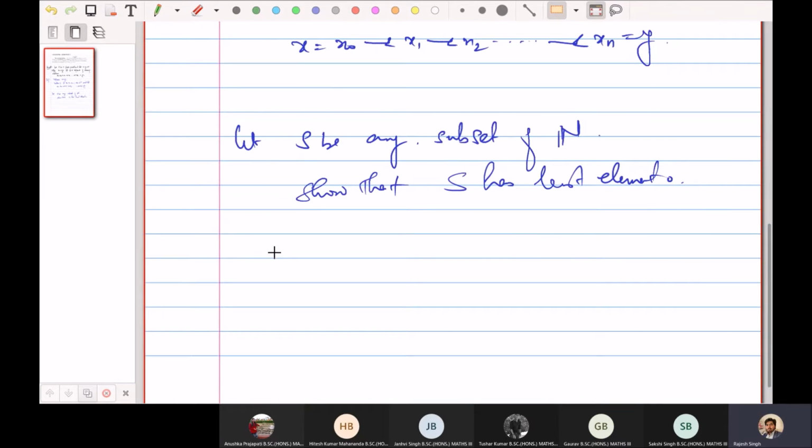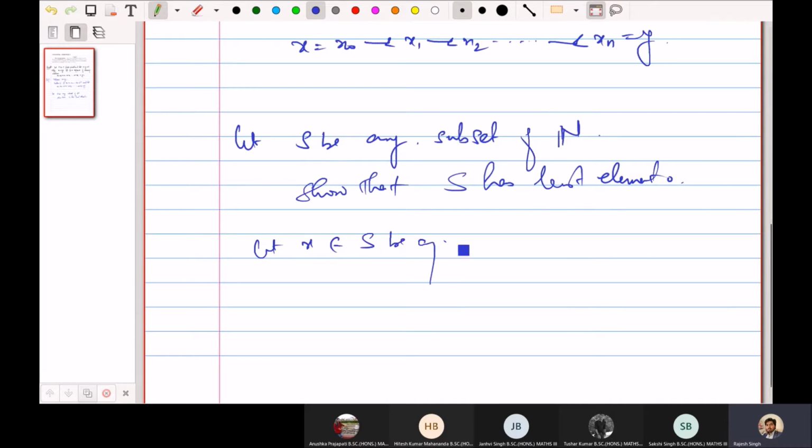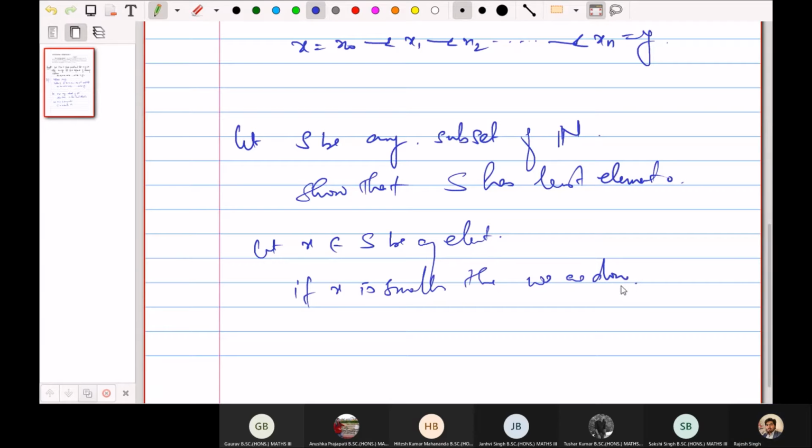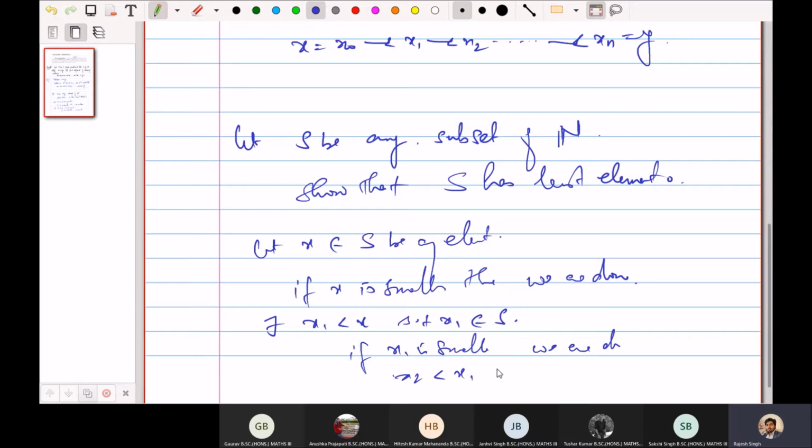You pick any element x. Let x belong to S, be any element. If x is smallest then we are done, right? If x is not smallest, then there exists some x1 which is less than x such that x1 belongs to S. If x1 is smallest, we are done, right? If x1 is not smallest, then there exists some x2 which is less than x1, right? So continuing like this, we will come to a stage where this will end. Is it the well ordering principle?